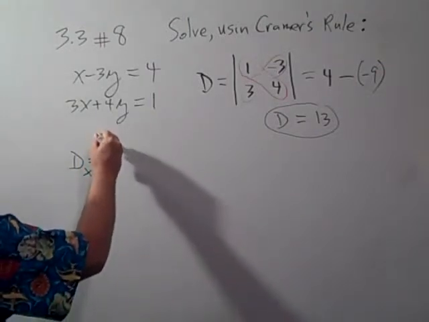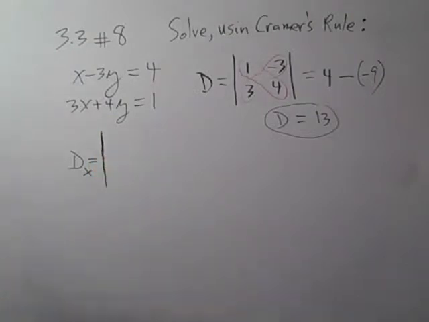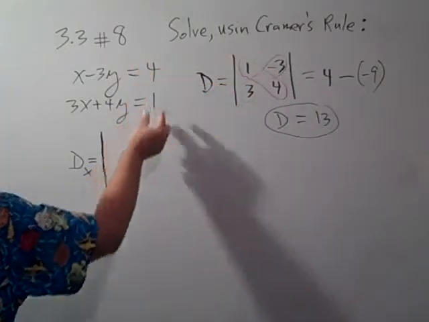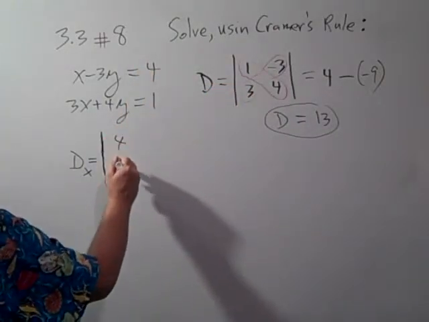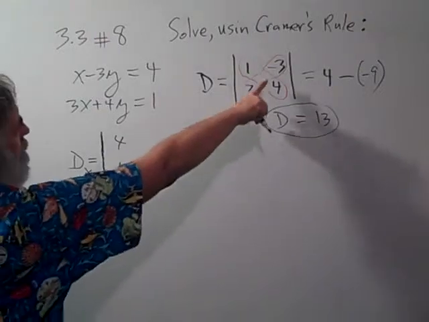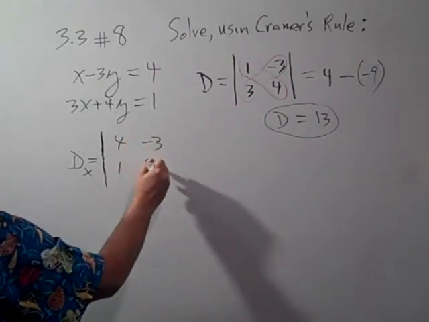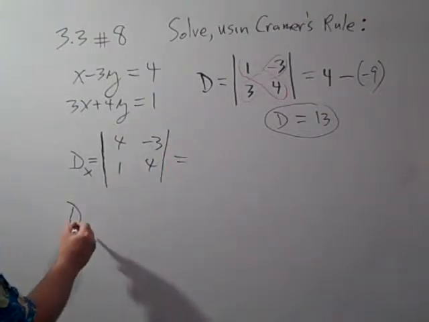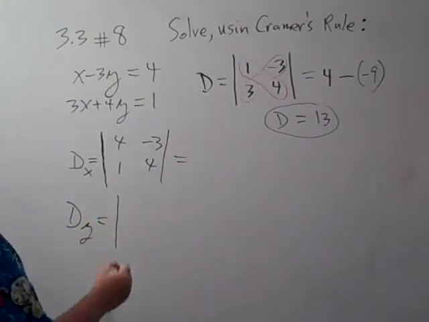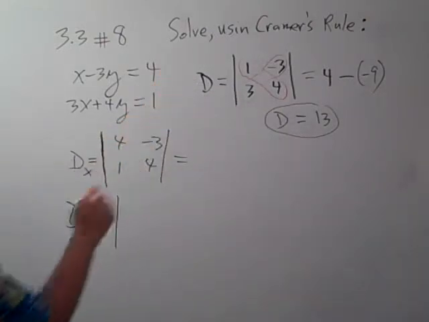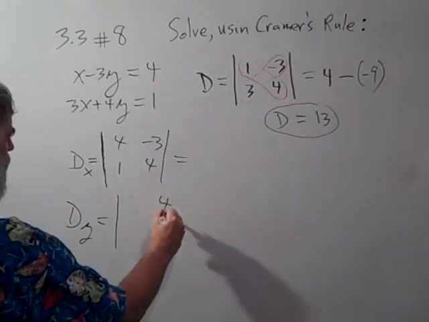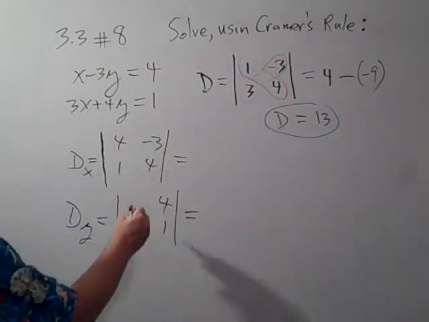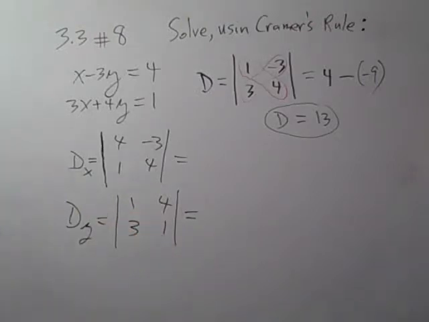So we next have to find, say, D sub x, which is another determinant. You can think of this as the same determinant as we had before, but with the x column replaced with 4, 1. So we'll have a 4 and a 1 over the x column. The y column is the same as it was, negative 3 and 4. And while we're at it, let's look at what D sub y is. This time we put the 4, 1 from the right side of this linear system over the y column, leaving the x column the same as it was in the original D. So 1, 3 is the x column.